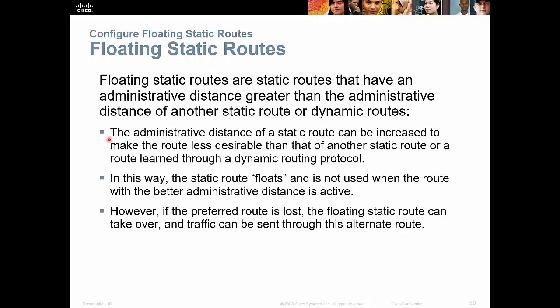So to recap floating static routes, the administrative distance of the static route can be increased or decreased to make the route more or less desirable than another static route. In this way, the static route floats and it's not used when the route with a better AD is active. So this is that redundant link that we talked about earlier.